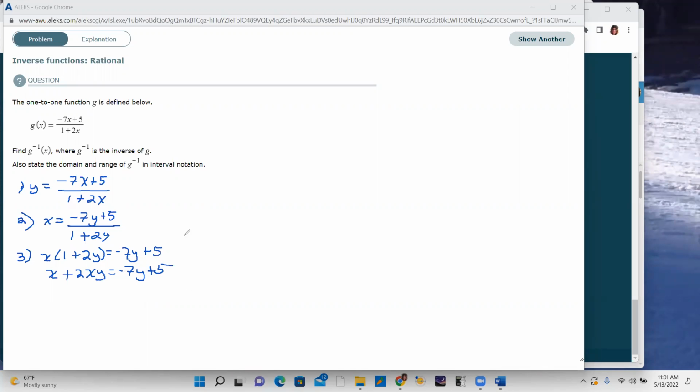Now I'm going to try and get all the y stuff on the left and everything else on the right. So I'm going to add 7y to both sides, and subtract x from both sides. And now I can factor the y out, and then divide both sides by the stuff in parentheses. So this is the inverse function, G inverse.